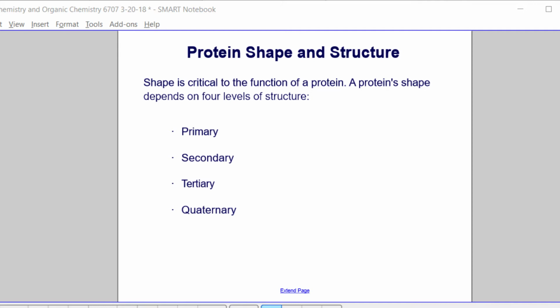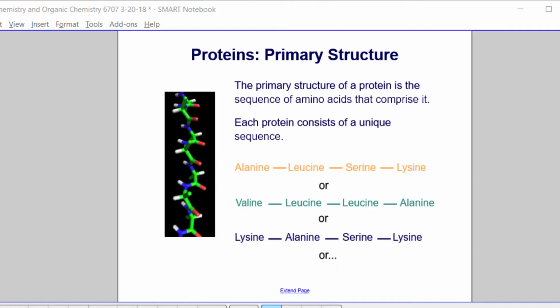Let's talk now about the shape and structure of protein. Shape is critical to the function of a protein. A protein's shape depends on 4 levels of structure: primary, secondary, tertiary, and quaternary. The primary structure of a protein is the sequence of amino acids that comprise it.